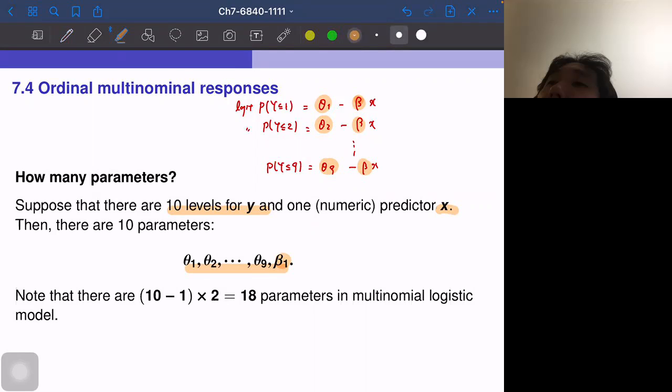But in multinomial logistic regression, these parameters are separate choices. So we have 9 by 2, so we have 18 parameters. The multinomial distribution does not assume a relationship between categories, so we have a more flexible model. But in the ordinal model, we have a stronger assumption and a smaller number of parameters. So it's more efficient to represent the relationship between x and y.